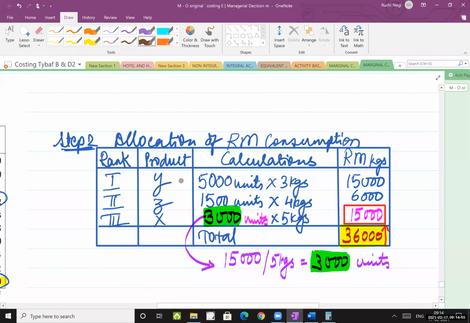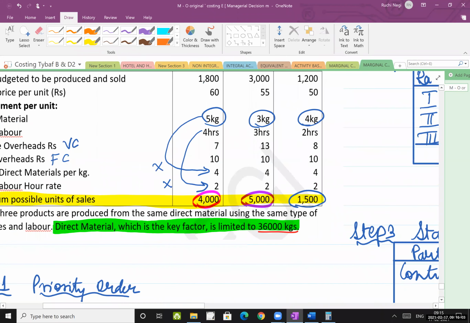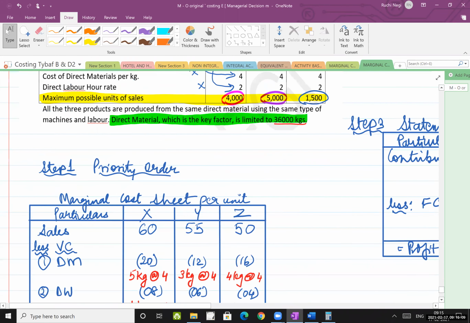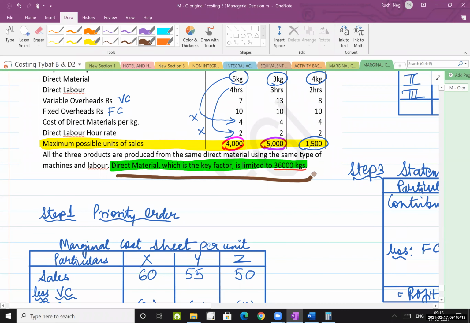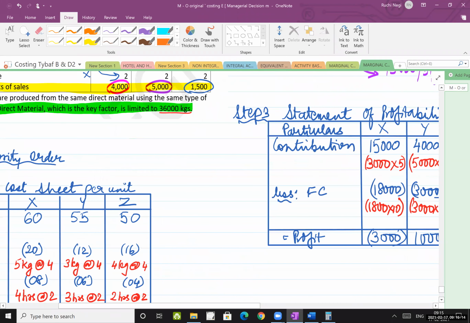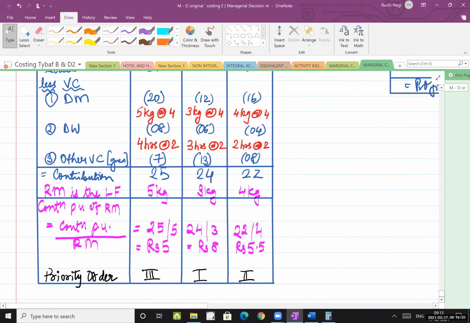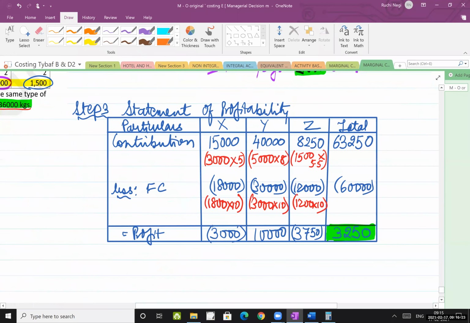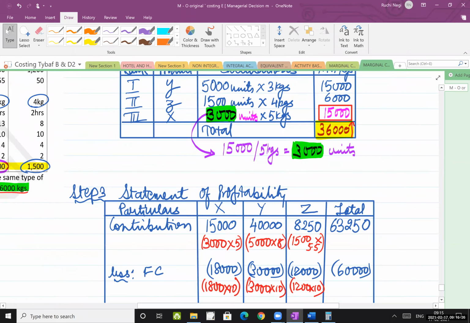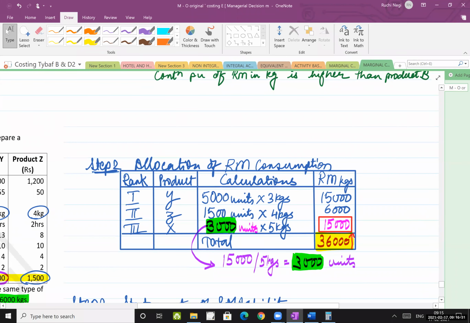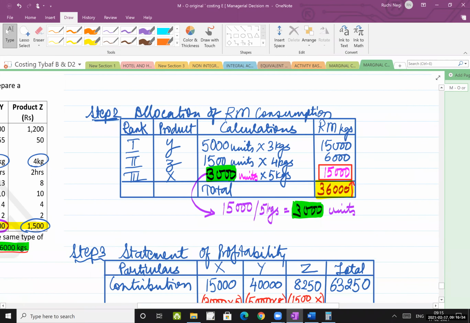So it's a combination sum of type 6, product mix and limiting factor, where it was the same sum as question number 21 that we had done last time. Same sum, only this part was not there. Direct material is the key factor. That's it. Otherwise, the whole sum was the same. And see how the priority orders have changed because the limiting factor has changed. See the allocation has changed. See the statement of profitability has changed. Okay, depending on the limiting factor that is considered by the organization.